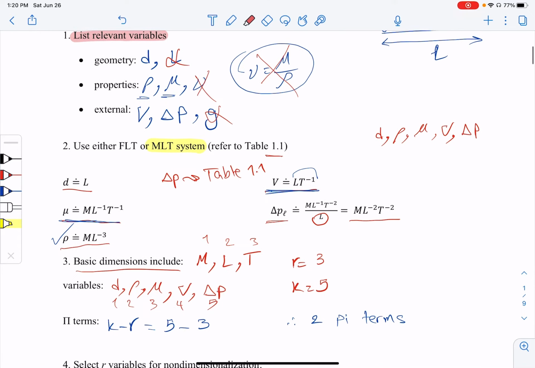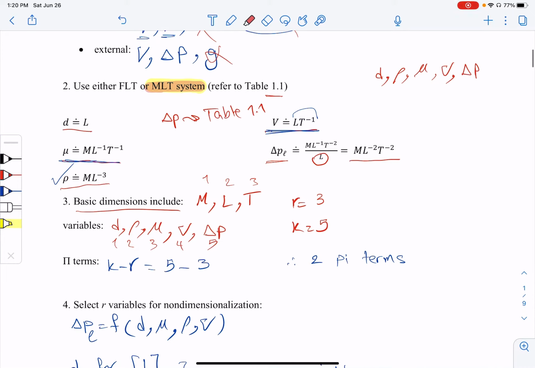The second step is to choose either the FLT system or the MLT system. I personally, not always, most of the time use the MLT system because it's easier for me in comparison to the FLT system, but it depends on you.